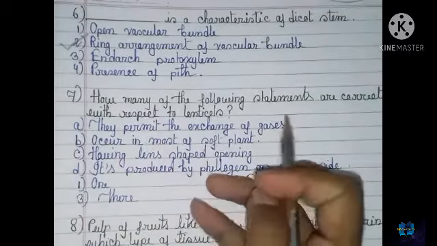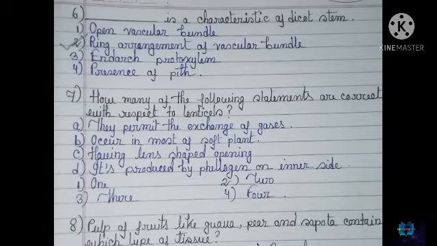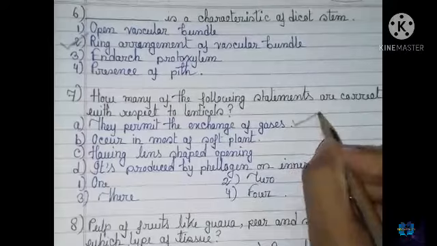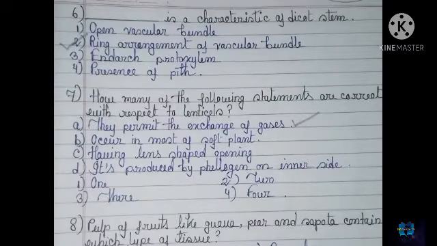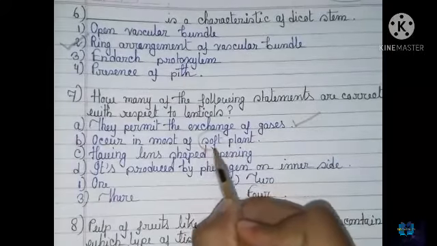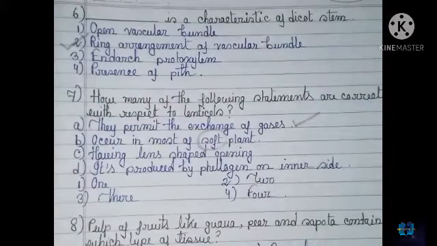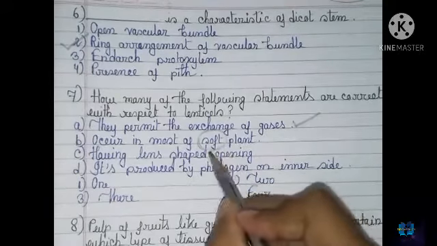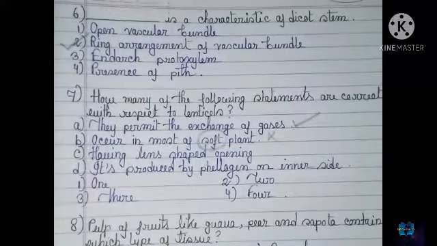They permit the exchange of gases. Definitely, lenticels are meant for the exchange of gases, so this is absolutely correct. Occurs in most of the soft plants? Definitely not. Soft plant is not possible; that is in hard plants. On the outer side of a lot of woody plants you will find that the skin gets ruptured and that forms the lenticel. So this statement is incorrect.